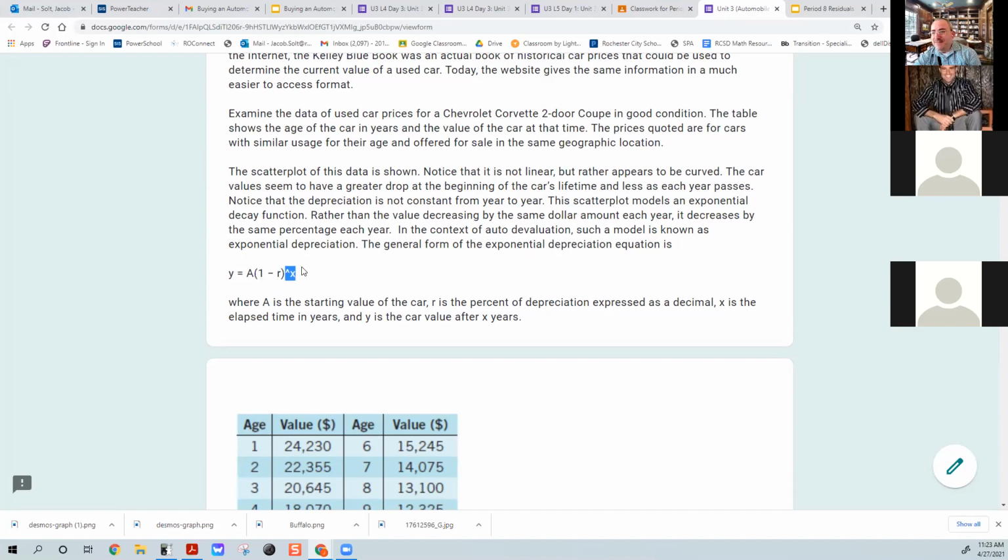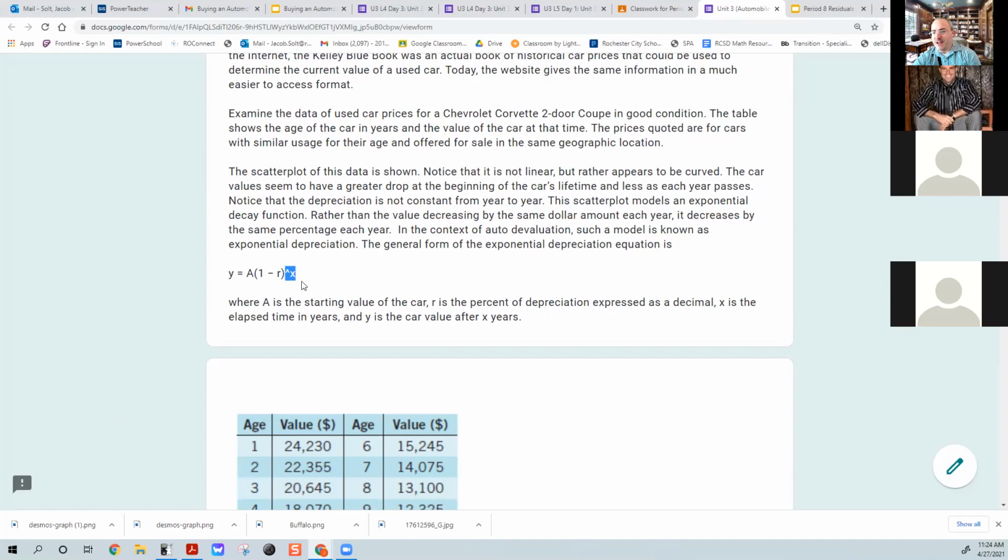Without that little caret, look at your keyboard for a second. If you look at the 6 key, right above the 6 is a caret symbol. To make a caret on your keyboard, you press Shift 6. That's how I made this little symbol here, Shift 6. That's the caret, and this indicates to raise this expression here to the x power.